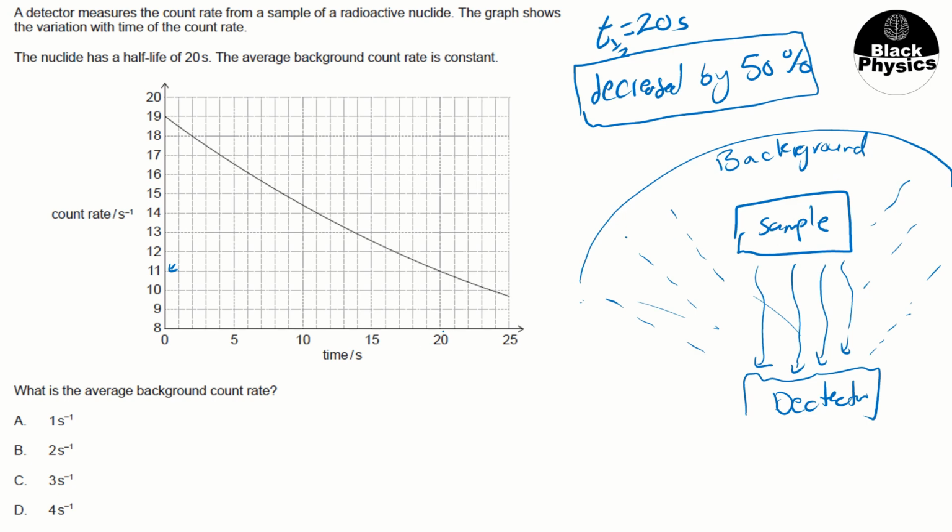To do that, we can simply know that at 20 seconds, I need the sample to be at 50%. So here it's 11. So what happened is that the decayed amount through half the time, or the half-life time, was 19 minus 11, which is 8 rate per second.